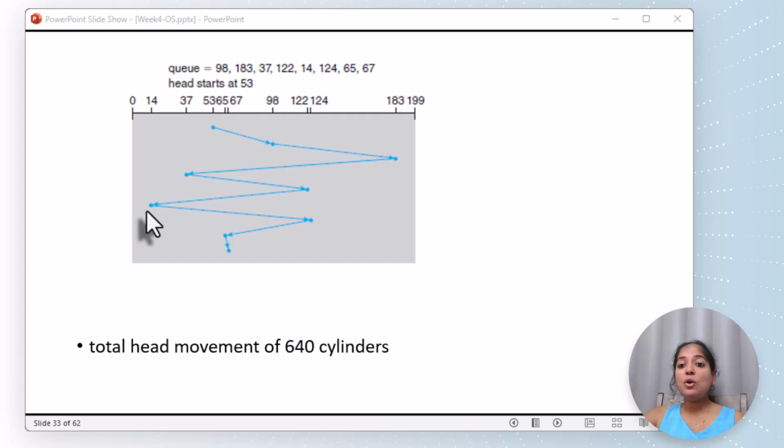So if we see the total head movement, it will be 98 minus 53, because my current head position is at 53 and it goes towards the 98. So 98 minus 53 plus 183 minus 98 plus 183 minus 37. Look, we always take the absolute value because we just need to calculate the number of head movements. So if you calculate all of the head movement, it comes out to 640 cylinders.